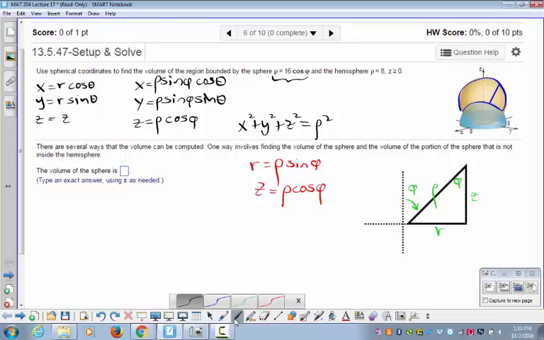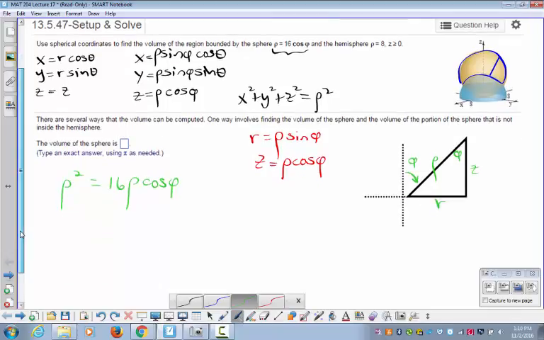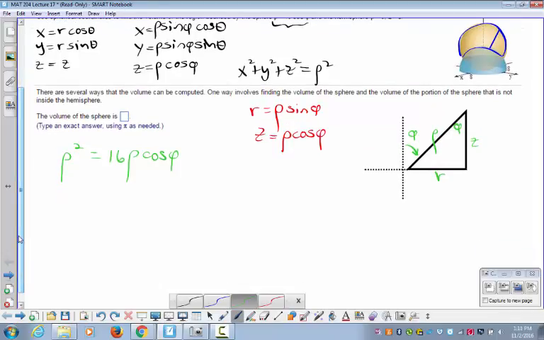What do you think we're going to multiply both sides by? No. r is not a spherical coordinate. We need to multiply by a spherical coordinate. Rho. If you multiply both sides by rho, then you can convert back to the rectangular coordinate system very easily. We're multiplying by rho because we know that rho cosine phi is z, and we know that rho squared is x squared plus y squared plus z squared.